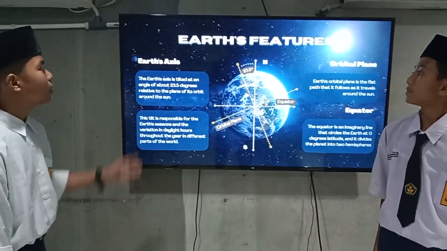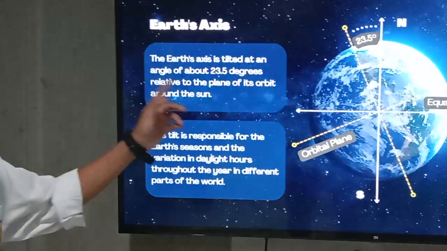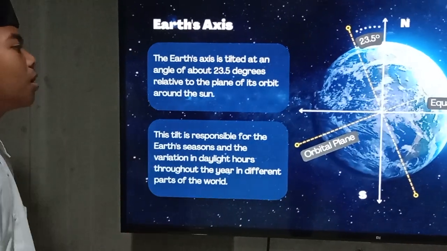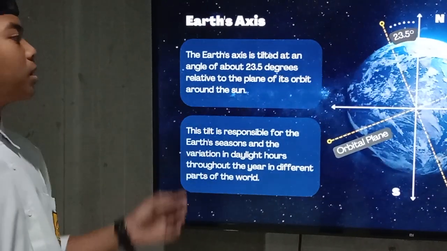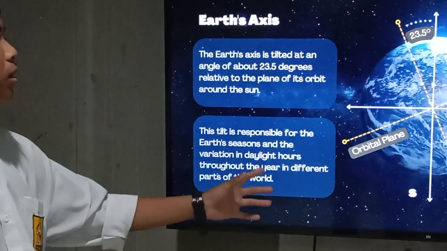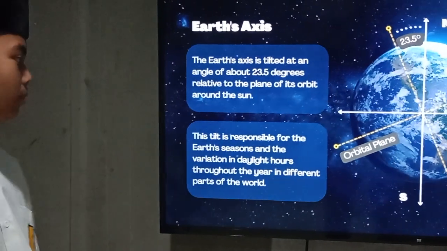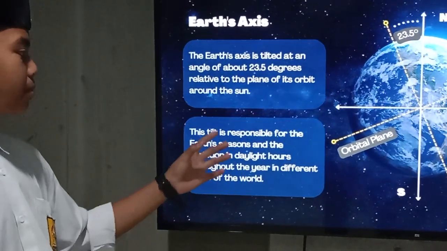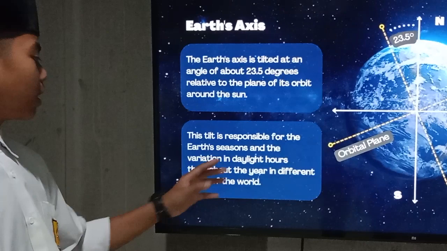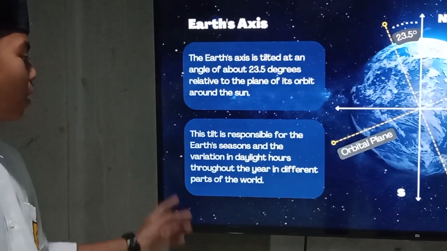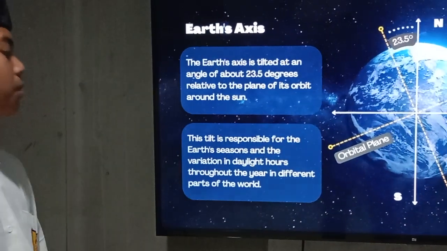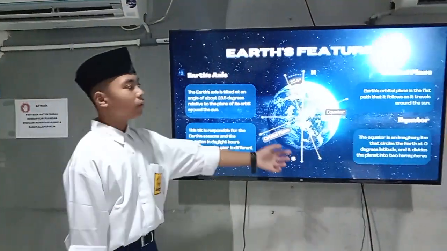Earth's features. Earth's axis. The Earth's axis is tilted at an angle of about 23.5 degrees relative to the plane of its orbit around the Sun. This tilt is responsible for the Earth's seasons and the variation in daylight hours throughout the year in different parts of the world.